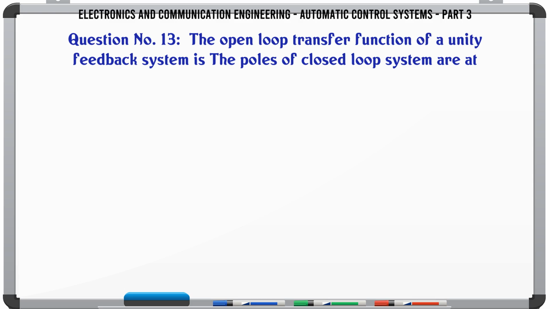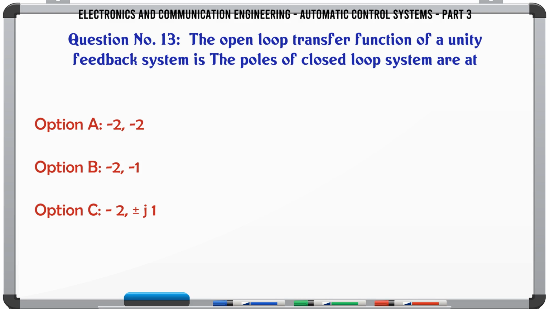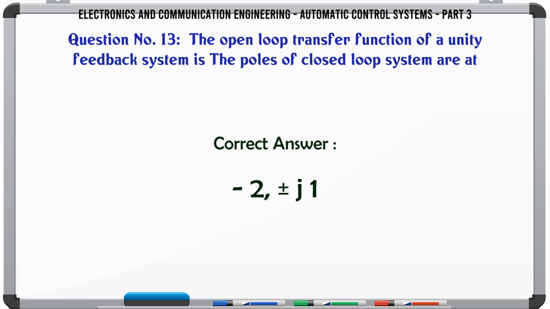The open-loop transfer function of a unity feedback system is given. The poles of closed-loop system are at A. -2 ± 2j. B. -2, -1. C. -2 ± j1. D. 2 ± 2j. The correct answer is -2 ± j1.